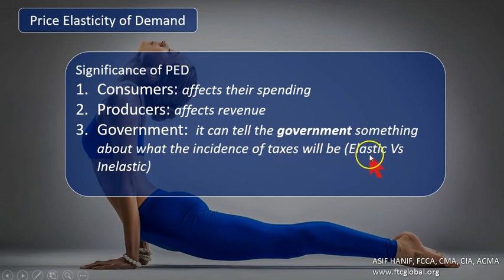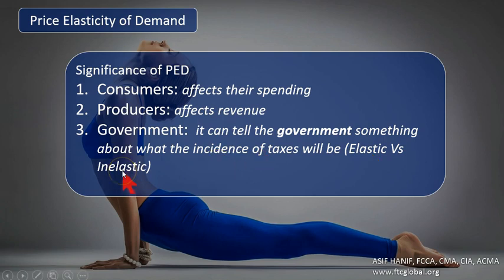In case the PED is greater than 1, it is elastic. So it means the customer can switch their expenses somewhere else. If the product is price elastic and the government imposes taxes, the burden of tax will be primarily on the vendor, the seller, the firm, because the customer will switch away and go buy something else.